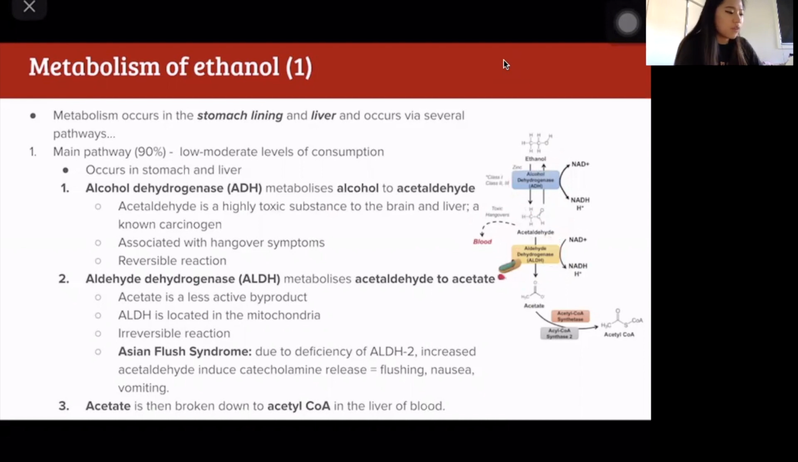This is an enzyme found in the mitochondria. And this one is an irreversible reaction. So you'll note that if we have a deficiency in this enzyme, acetaldehyde can't really be converted to acetate anymore. And this is associated with the Asian glow, Asian flush, whatever you call it, because there's a buildup of this. And the buildup of this also causes an adrenaline release, leading to flushing, nausea, and vomiting.